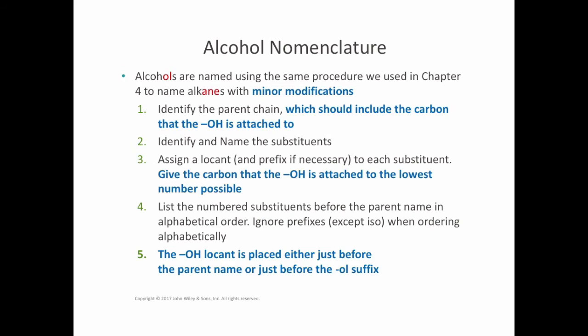Alcohols are named using the same procedure we have used previously. You identify the parent chain, which is the longest carbon chain that includes the OH group. You identify and name the substituents. You want to assign a locant to each substituent, giving the carbon that the OH is attached to the lowest number possible. Then you list the numbered substituents before the parent name in alphabetical order, ignoring prefix except iso and cyclo. And then the OH locant is placed either just before the parent name or just before the -ol suffix.